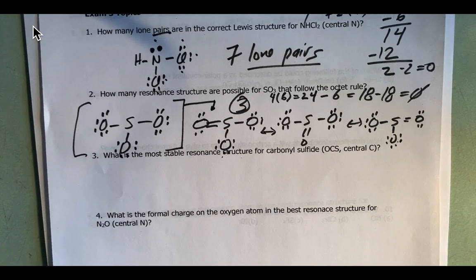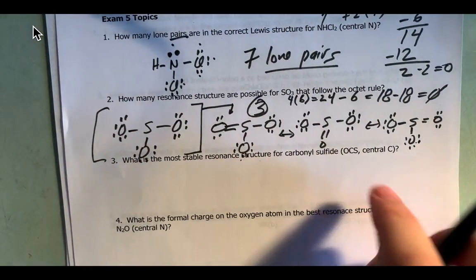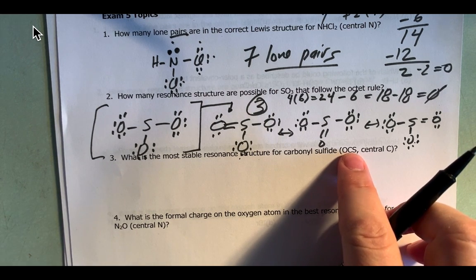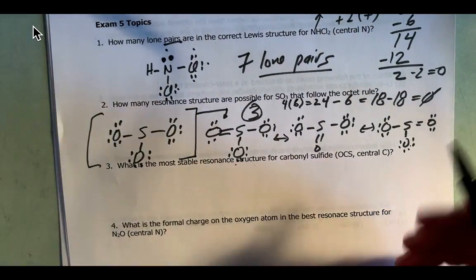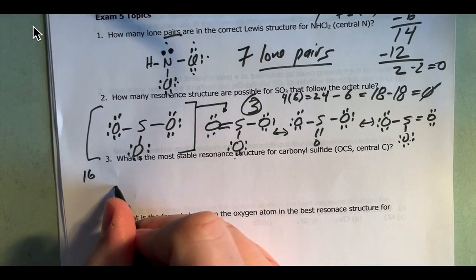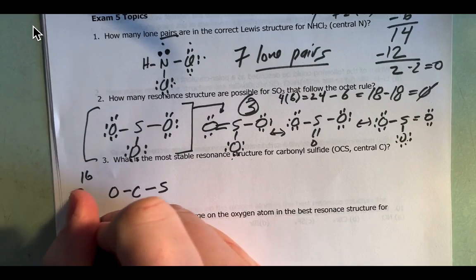All right, for this next question, we're asked what's the most stable resonance structure for this molecule called carbonyl sulfide. Oxygen has 6 valence electrons, sulfur has 6, and carbon has 4. 6 and 6 and 4 gives me 16 valence electrons to assign. I am told that the carbon is in the middle.